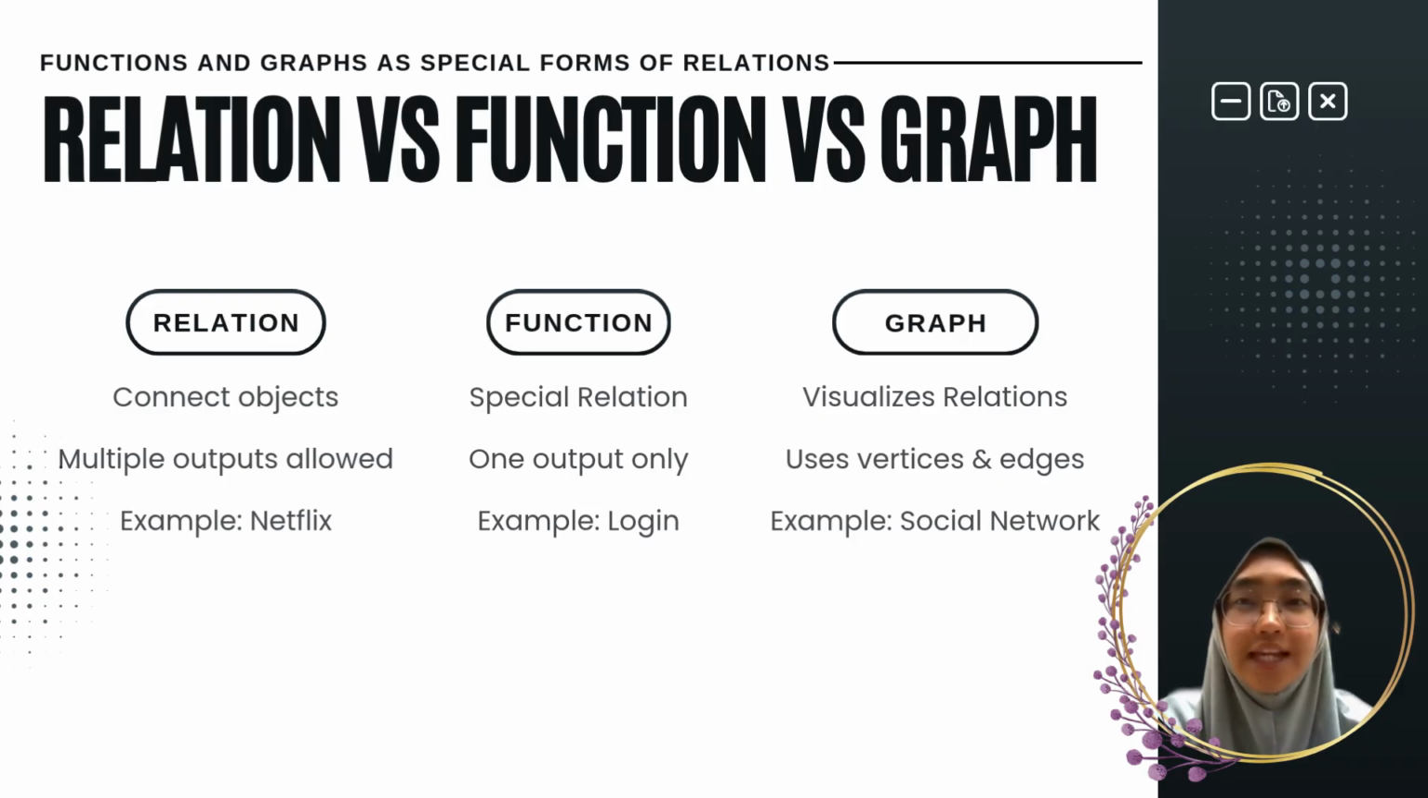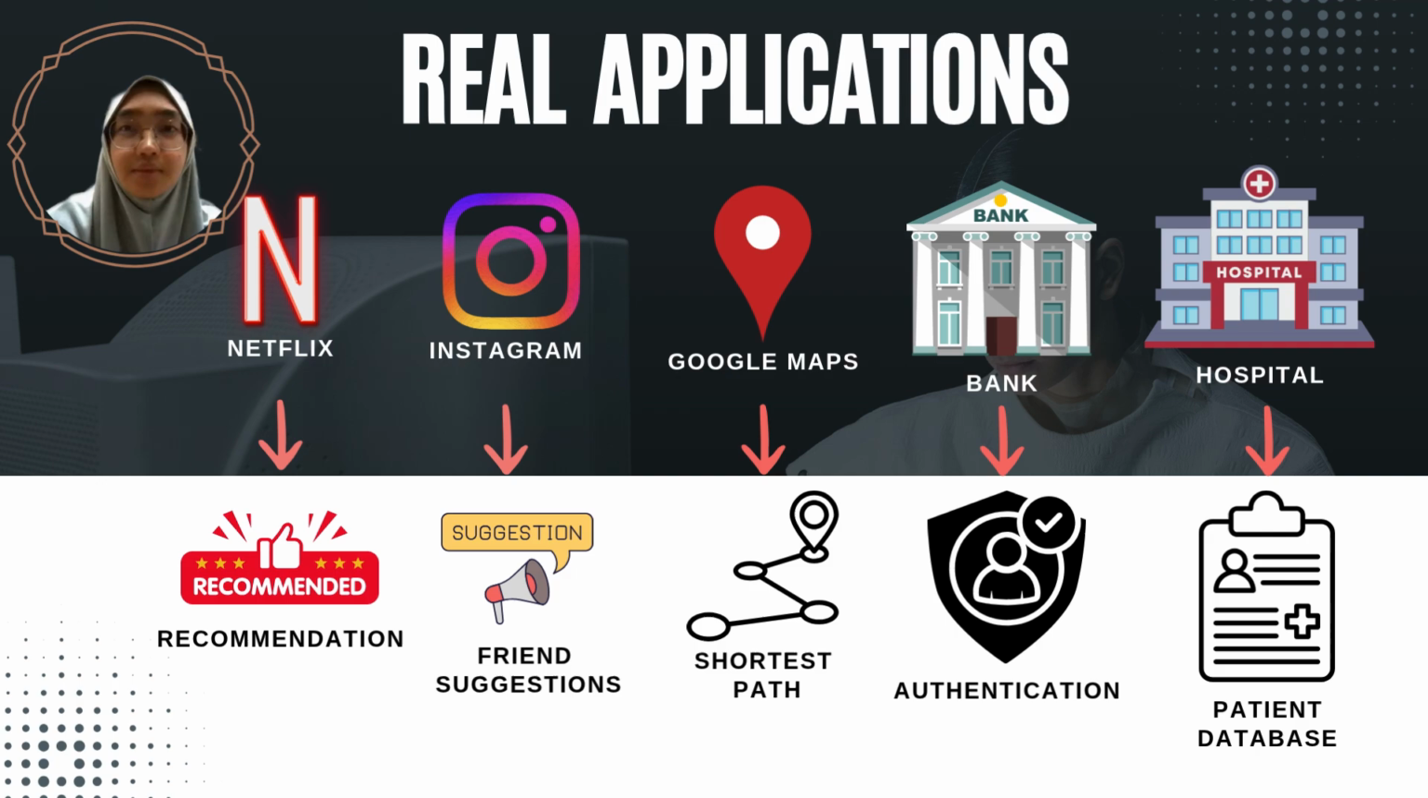Before concluding, let's compare these three concepts. A relation simply connects objects or elements from different sets. A function is a special relation because every input must have exactly one output. A graph is another way to represent relations visually by using vertices and edges. Although they look different, these three concepts are closely related. Functions and graphs are both derived from the fundamental concept of relations.